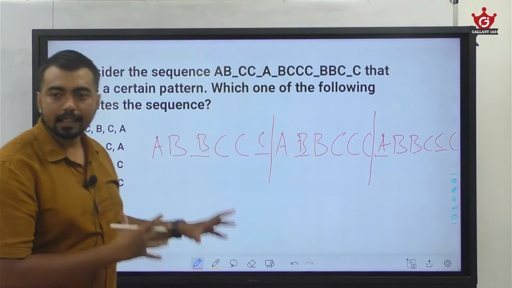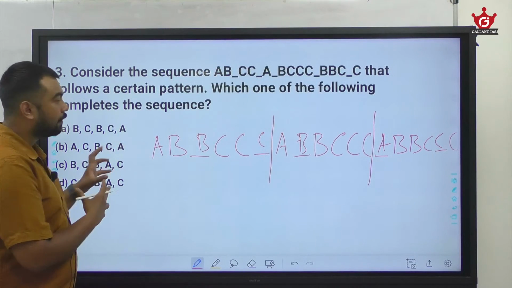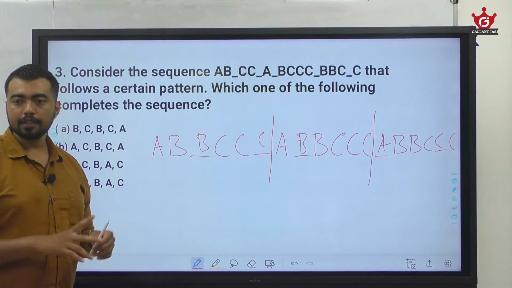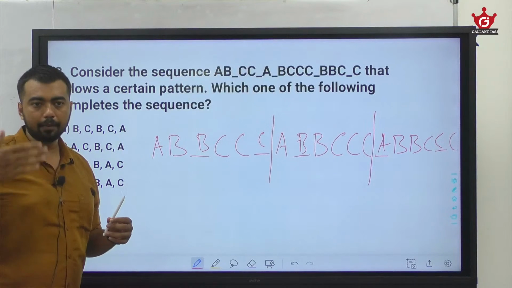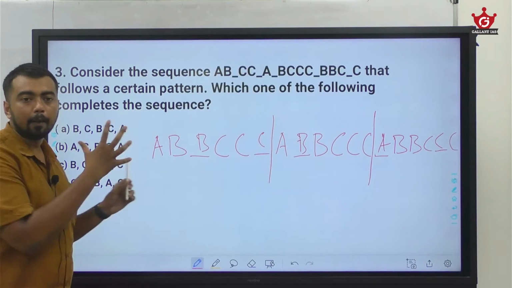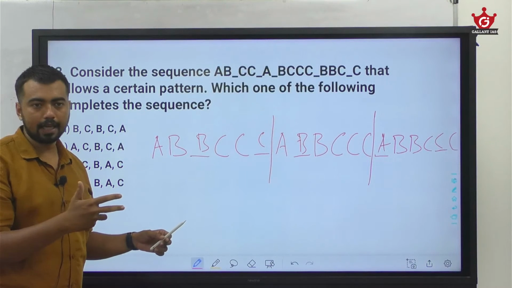Okay. So in these type of questions where there is a pattern given and you need to find the missing letters, first you need to divide it and find how many ways that pattern can be divided. Okay. And then apply the options. So once you apply the options, you are definitely going to get the answer.